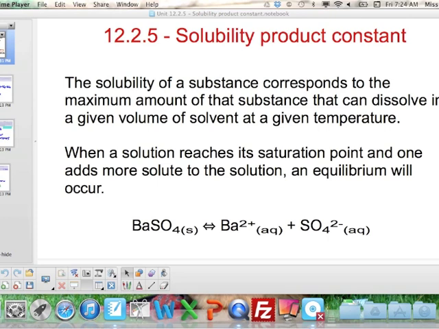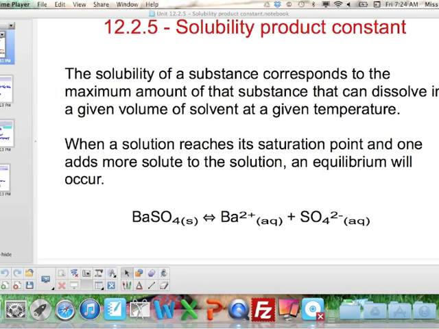Solubility product constant. It's another type of constant, obviously, about equilibrium. What kind of equilibrium? It's when we dissolve a solid in water. We know that an equilibrium is attained when we start seeing a little bit of solid at the bottom of the container. So when we attain the saturation point, that's when the equilibrium sets in.